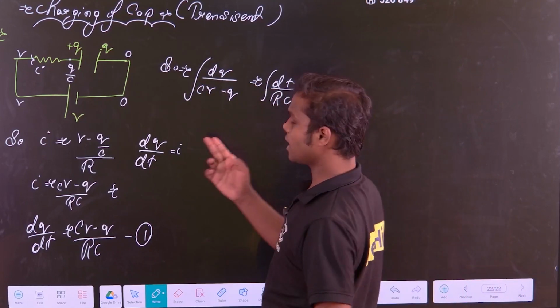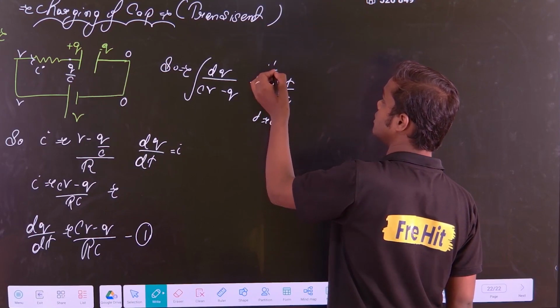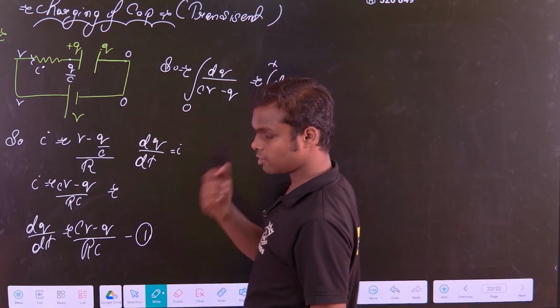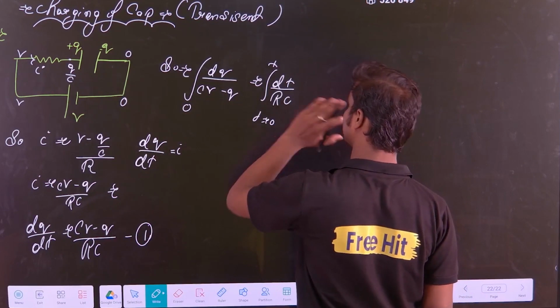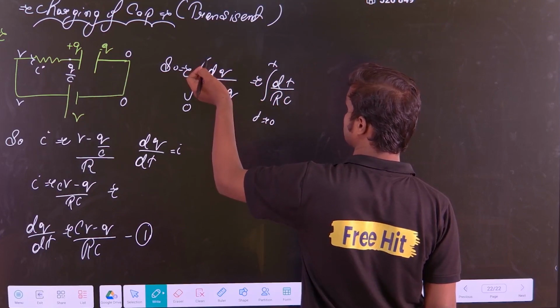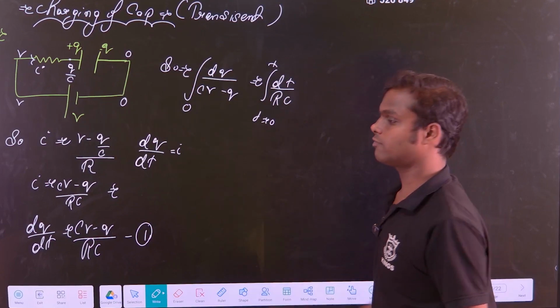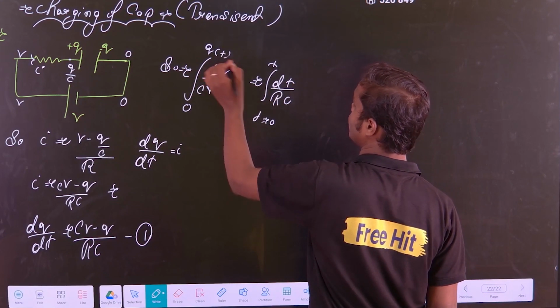So at initial time t equal to 0, we go to some time t. At initial time t equal to 0, what is the charge? 0, because initially we are considering there is no charge on the capacitor. We have discussed all these things initially also. Now at some time t, basically we want to calculate the charge as a function of time, so suppose the charge at time t is q of t.